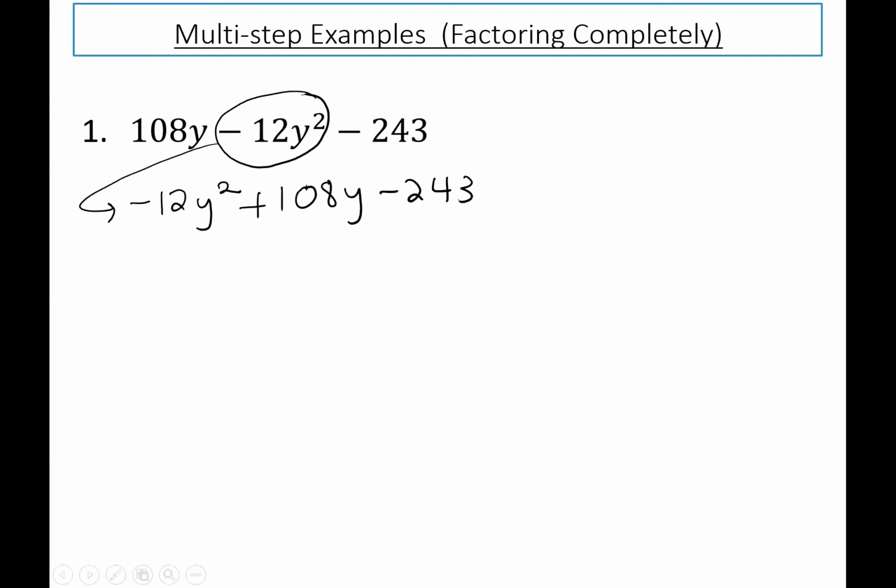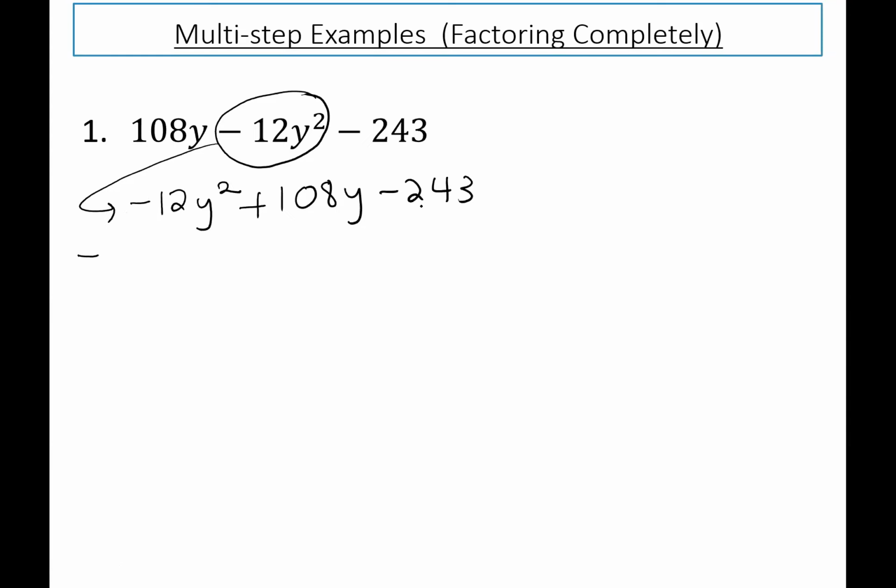Okay, so now what do we do? Let's see, our first term starts with a negative, so let's plan on factoring out something that's negative, and let's hope there's a GCF here. Let's see, 12, 108, 243. It might take a little bit of trying different numbers. Let's see, 2 is not going to work because 2 doesn't go into 243. Let's see if 3 works. I'm just going to quickly try dividing each term by 3 on my calculator.